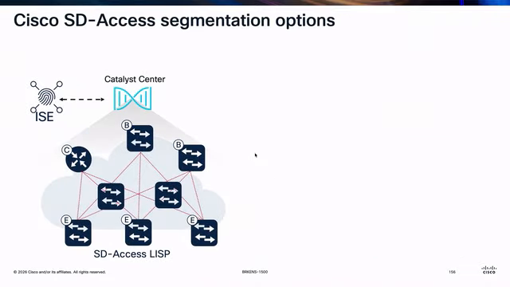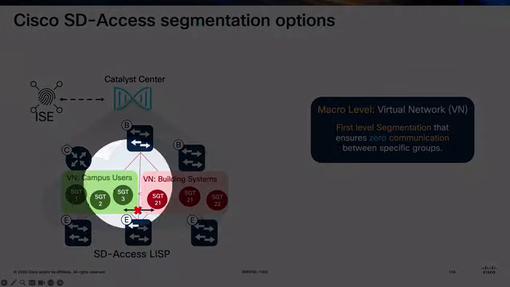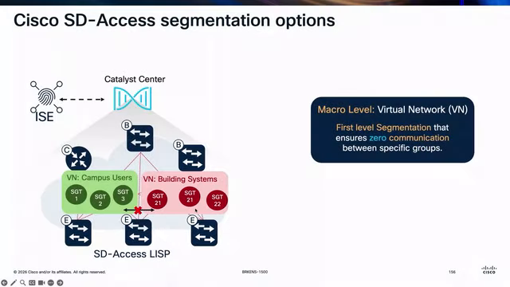Then, assuming that we already have security group tags, we can take it to the next level. Catalyst Center allows you to deploy SD-Access, and the core elements from a security perspective of SD-Access are virtual networks, which are VNs or VRFs in the routing world, and security group tags, which are SGTs. So virtual networks allow you to segment your network in bigger chunks, so let's say corporate users, campus users, and building systems. And I don't see a reason why building systems should be allowed to talk to corporate users if it's not a building manager, right?